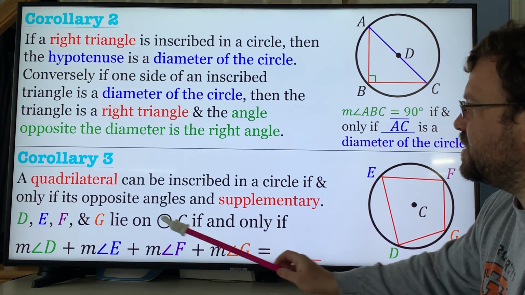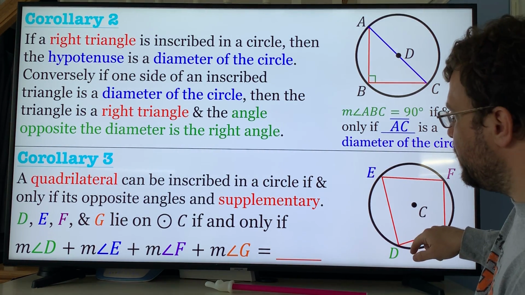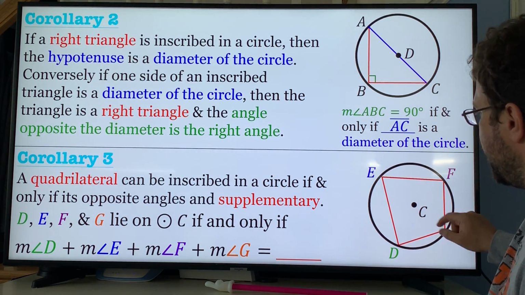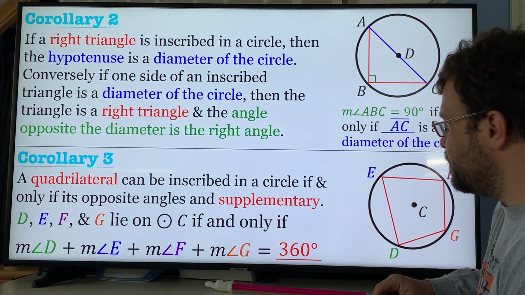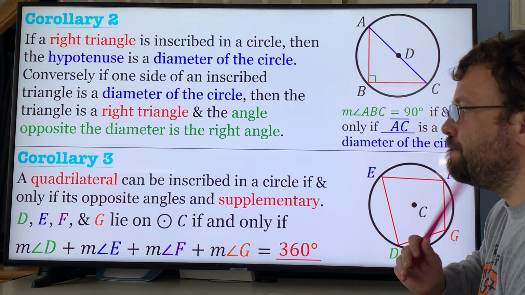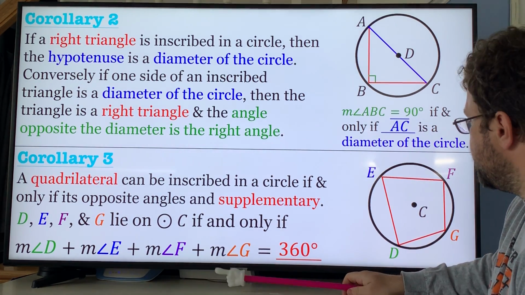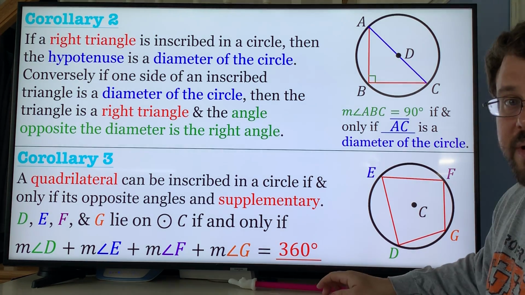So what that means here is D, E, F, G all lie on this circle if and only if all four of these angles add up to, how many degrees is a quadrilateral? 360, because the circle is 360. Got it? Now opposite angles supplementary means D and F have to add up to 180. E and G also have to add up to 180.